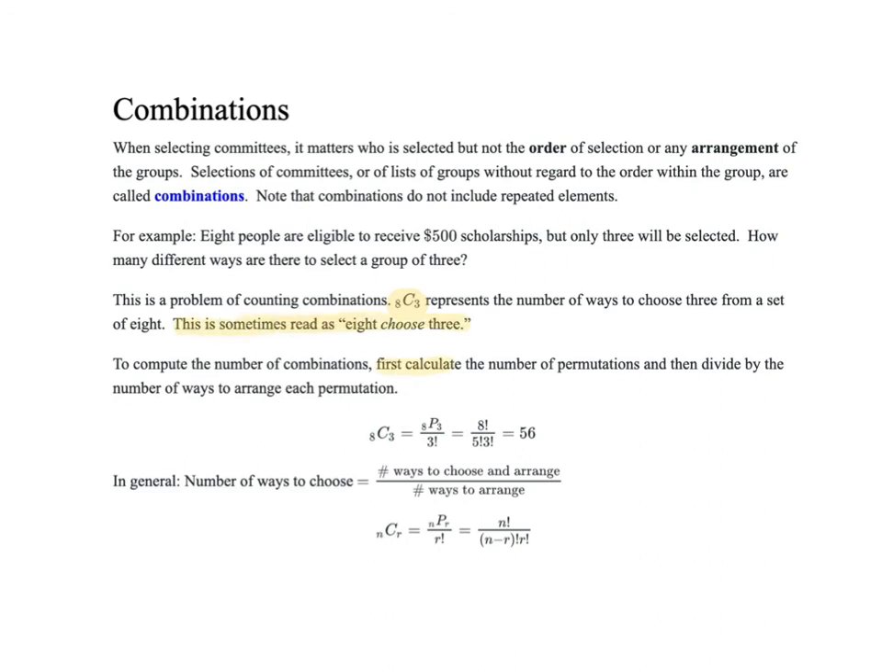So to review, we first calculate the number of permutations and then divide by the number of ways that those can be arranged. So I'm going to take the number of ways to choose them and arrange them and divide them by the number of ways that can be arranged, or use this formula here. You'll want to make sure you pause the video, make sure you have that formula written down in your notes. We will come back to that tomorrow as we practice these.